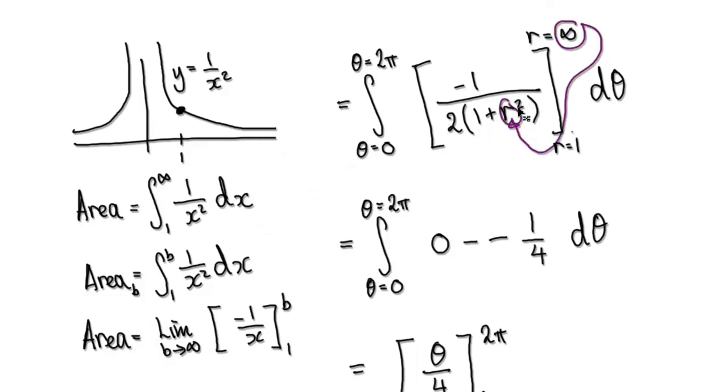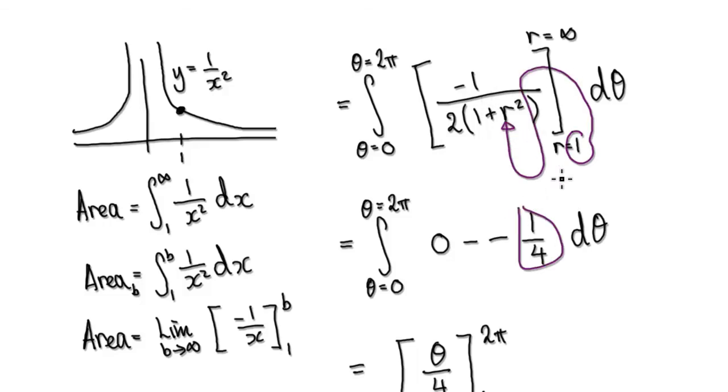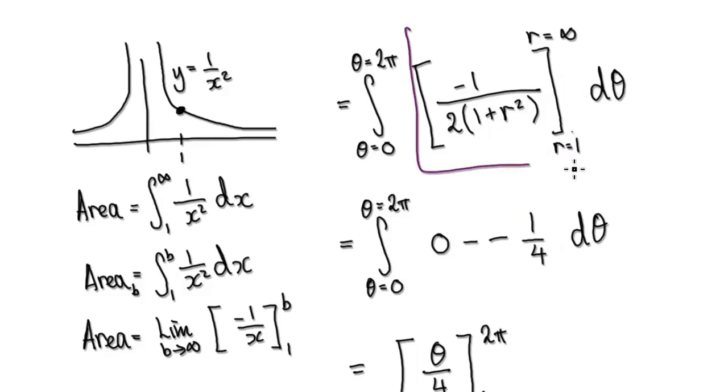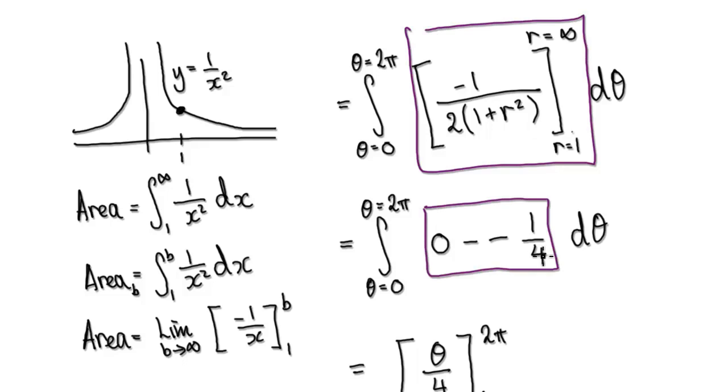So when you stick the infinity into here, meaning when r is really big, this thing here is going to be really big, times 2 is going to be really big, and then a number divided by something very big is going to be 0. And then you've got to take away, and put r equals 1 into here. That will give you minus a quarter. So if you evaluate this whole thing, it will give you a quarter.